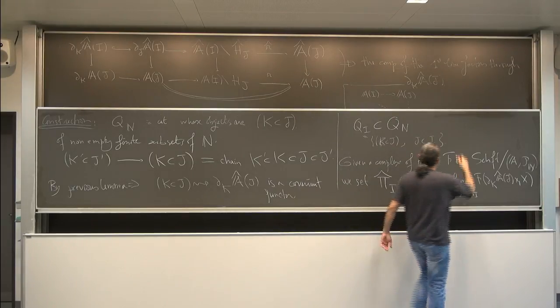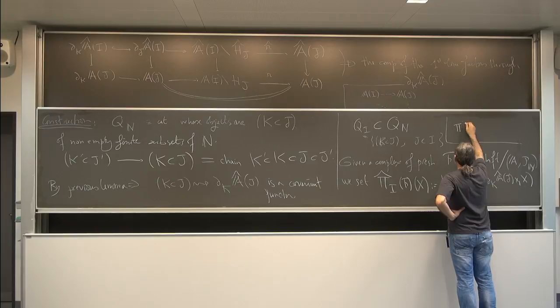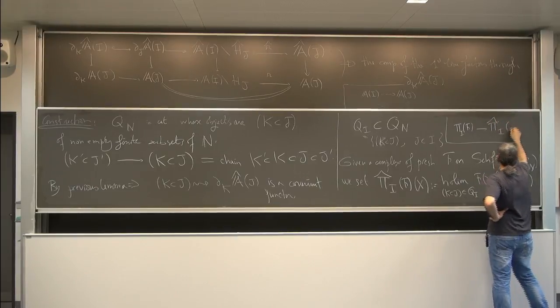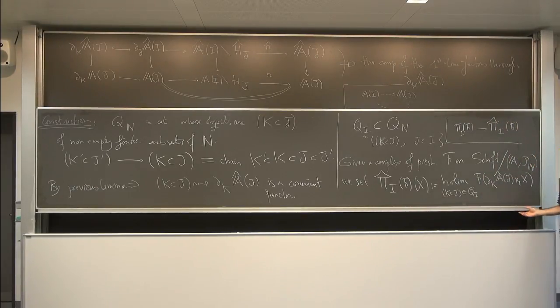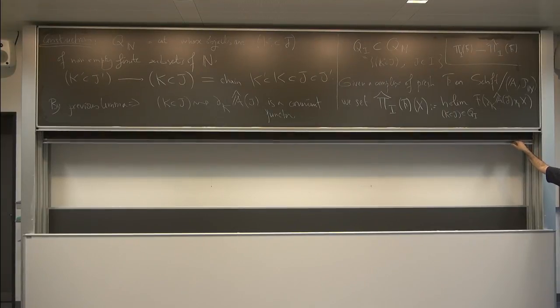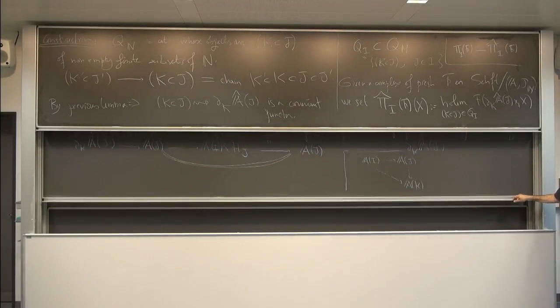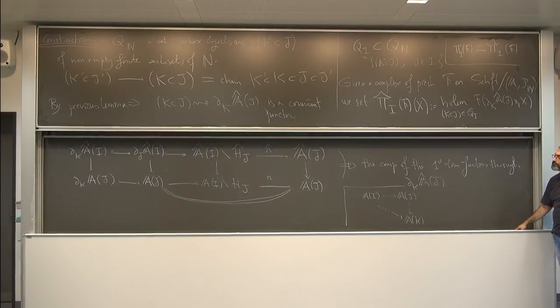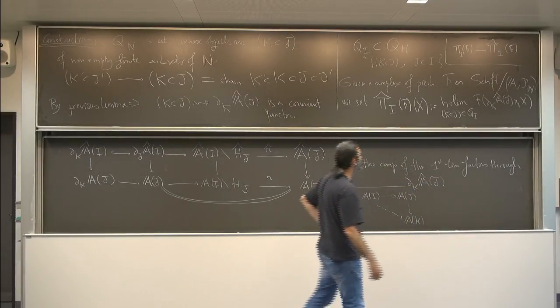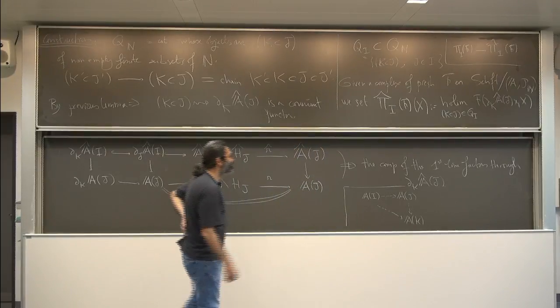Okay, so by construction, there is a natural map like this, for any complex of presheaves, and pi I is the thing that I defined previously. It's just F of AI times k.